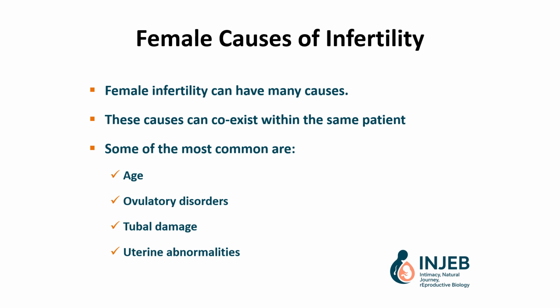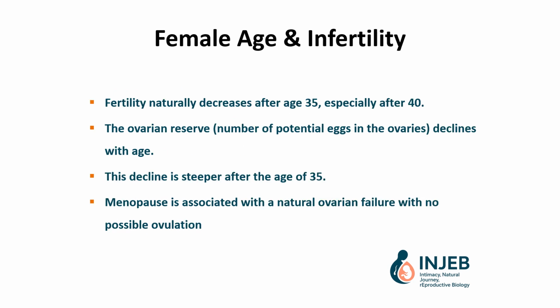Regarding female causes of infertility, they are numerous. These causes can coexist within the same patient. They can also coexist with infertility causes within the partner. Some of the most common female causes of infertility are age, ovulatory disorders, tubal damage, and uterine abnormalities.